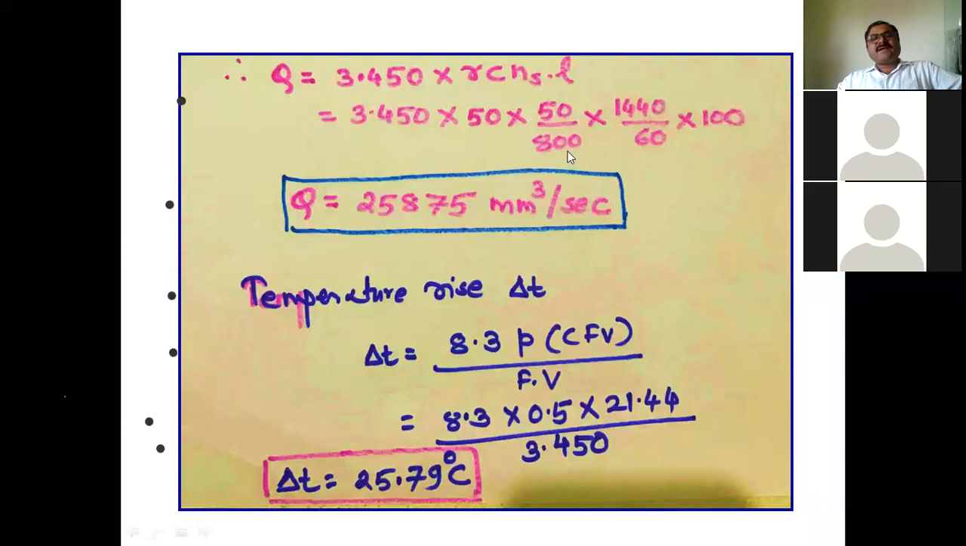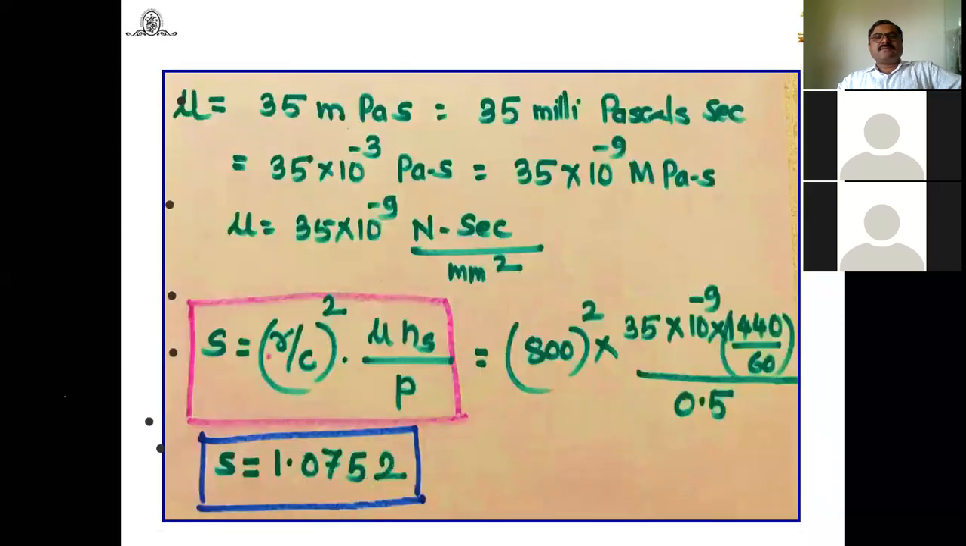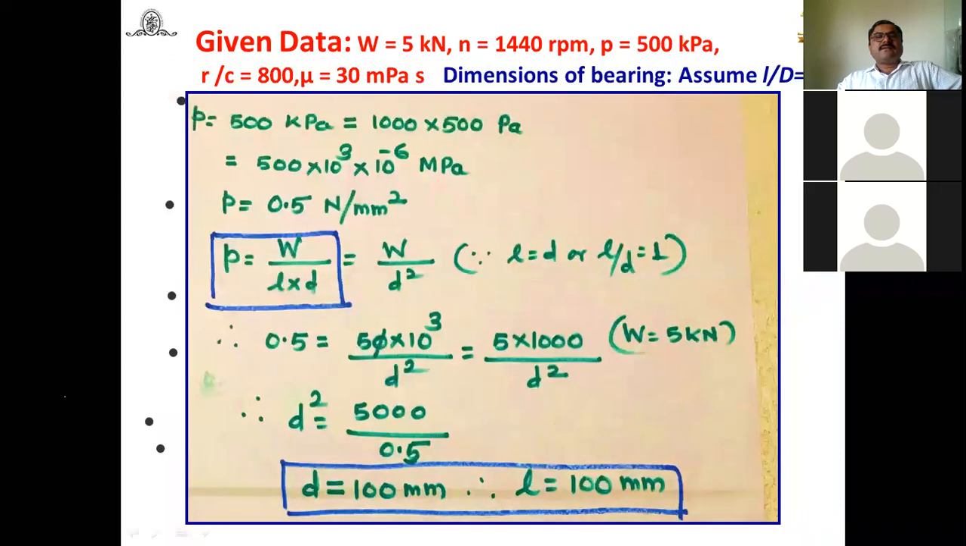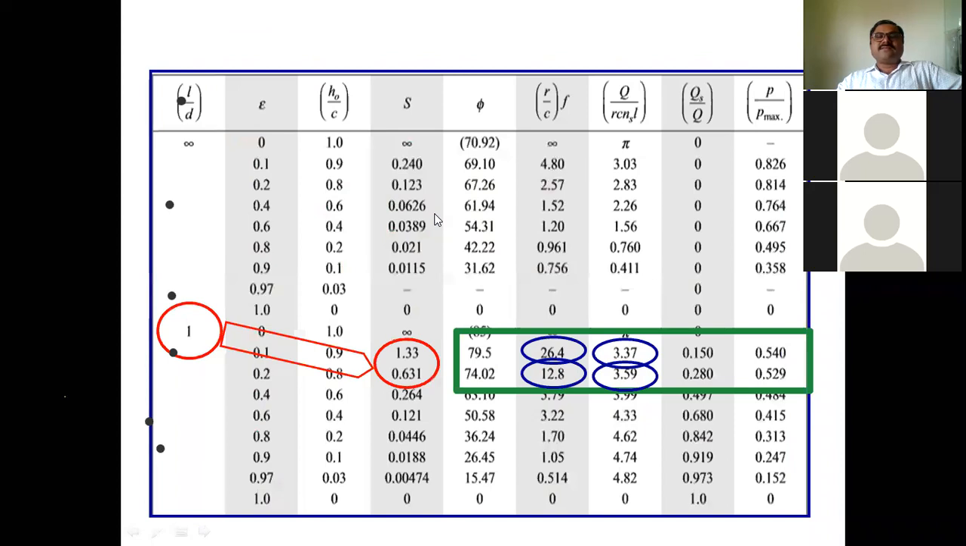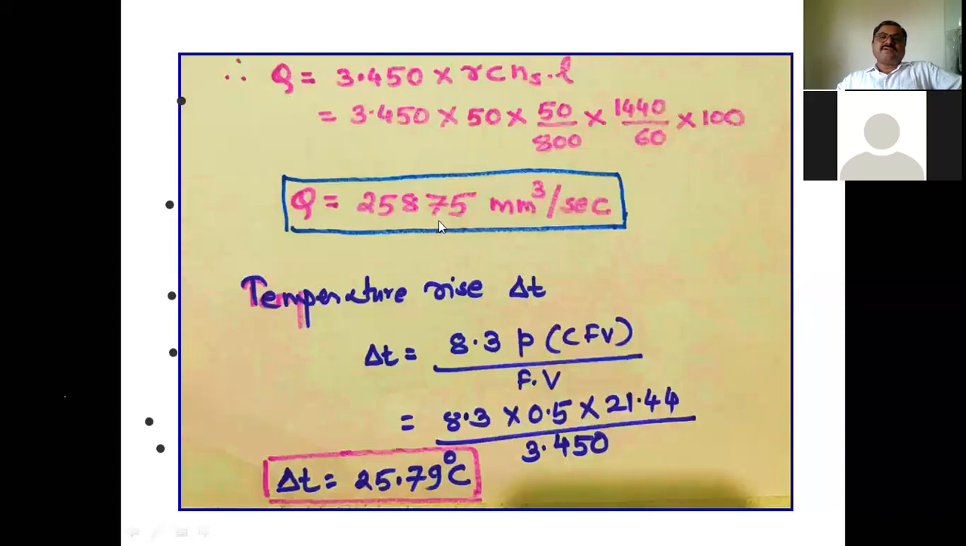Why is this 50 by 800? Because in the problem statement, look at this here: R by C is equal to 800 is given and R is equal to 50 mm. That's why this value is substituted here, 50 by 800. By substituting all these values, what you will get? The Q is equal to 25,875 mm cube per second.